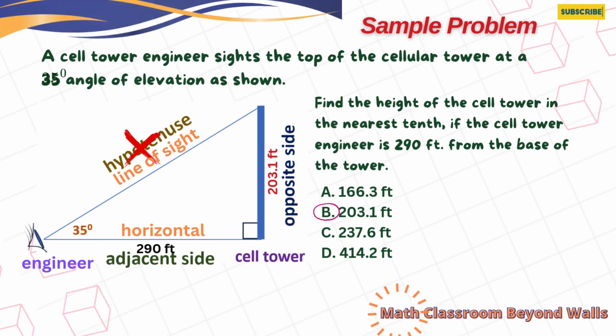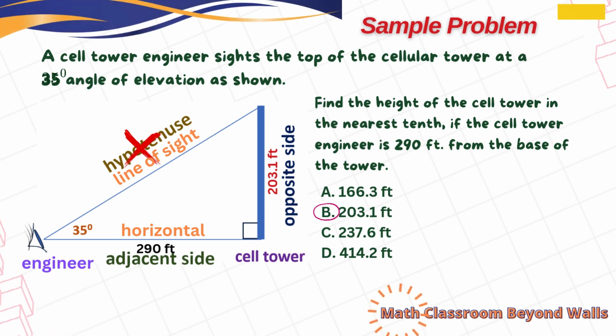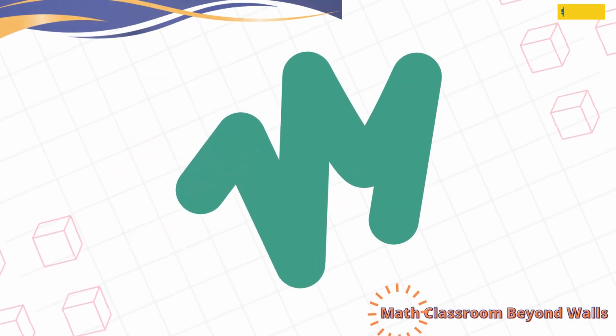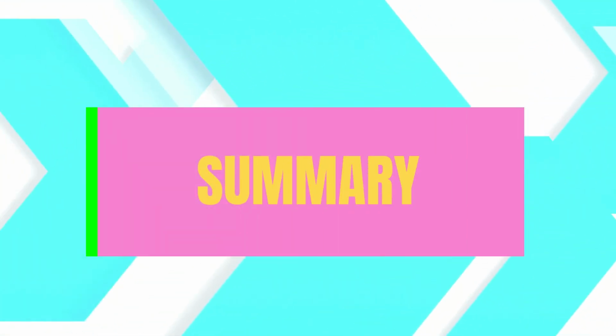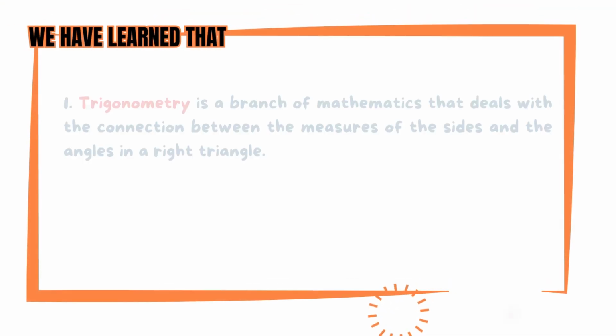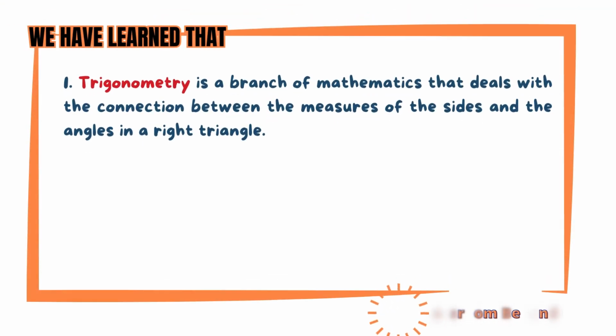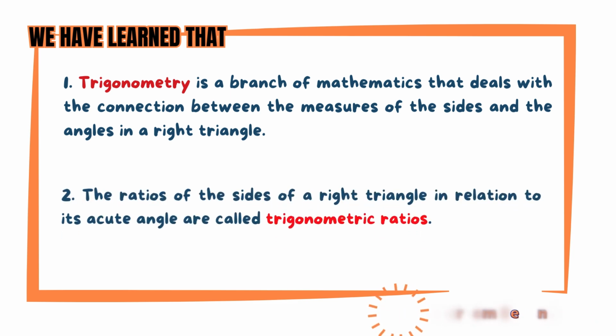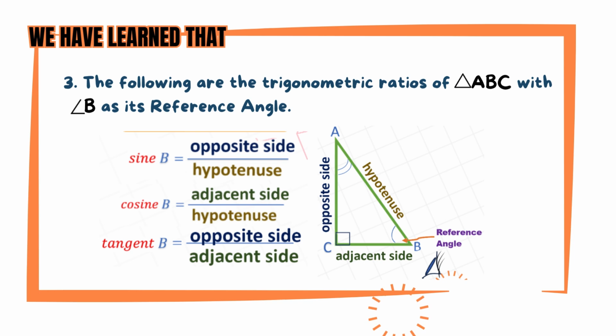There you are, learners. I hope you acquired lots of learning on today's video. Let us then summarize what we have learned. We have learned that, first, trigonometry is a branch of mathematics that deals with the connection between the measures of the sides and the angles in a right triangle. Second, the ratios of the sides of a right triangle in relation to its acute angle are called trigonometric ratios. Third, the following are the trigonometric ratios of triangle ABC with angle B as its reference angle.